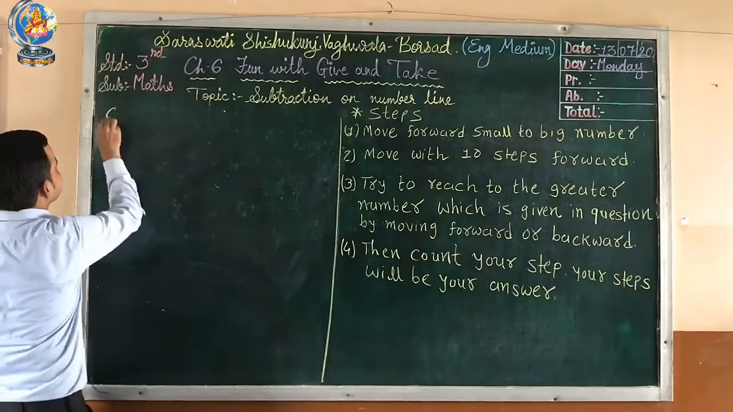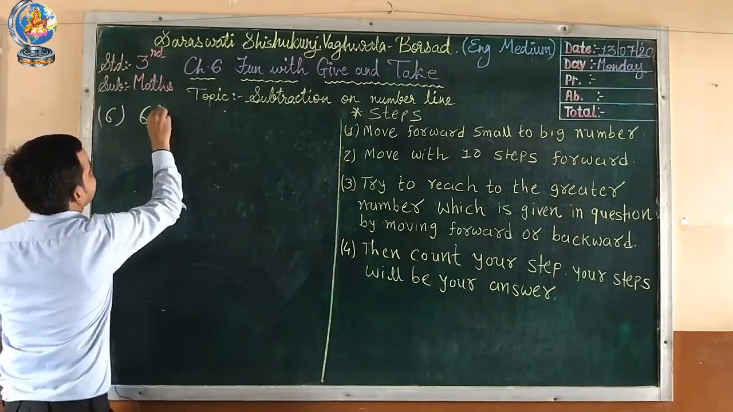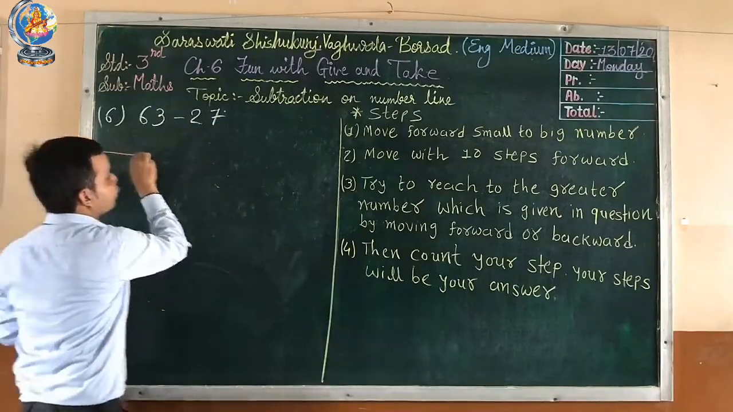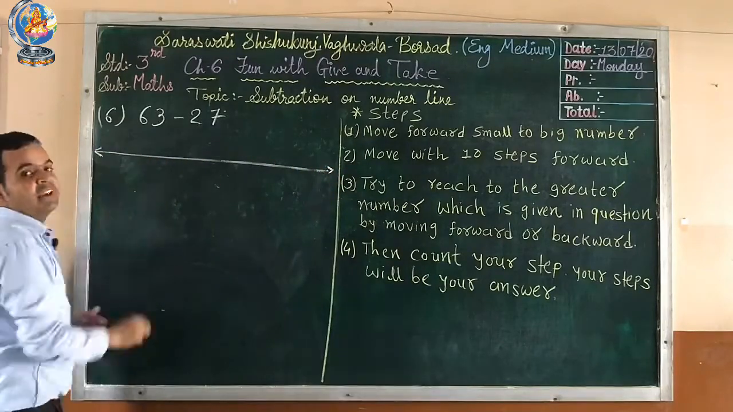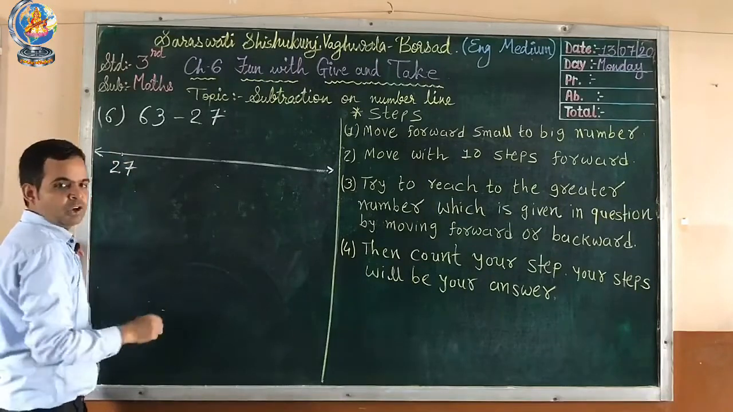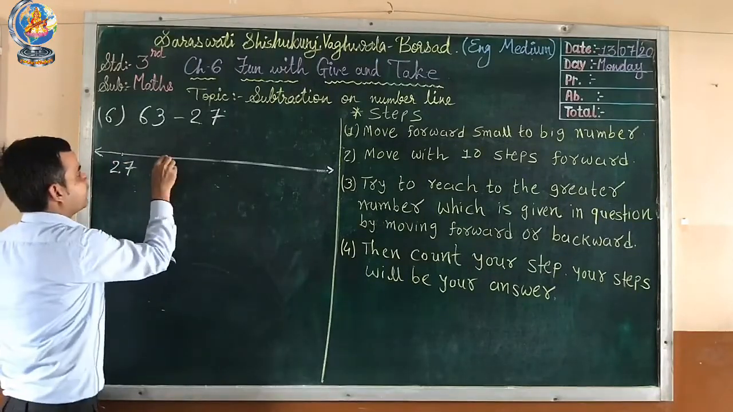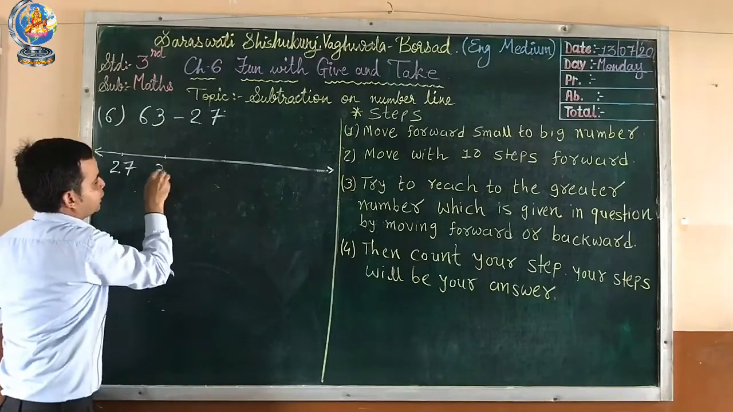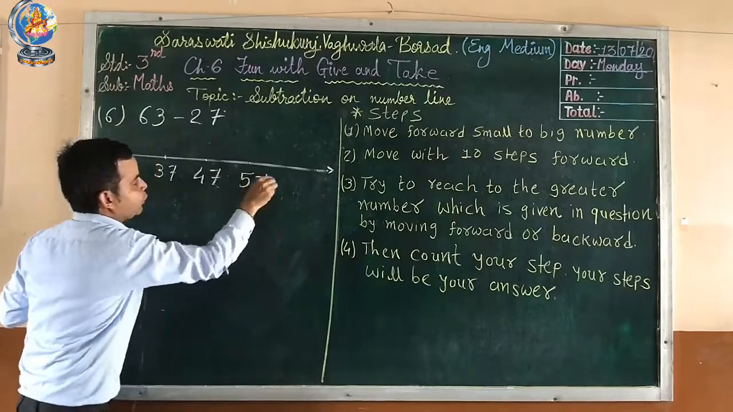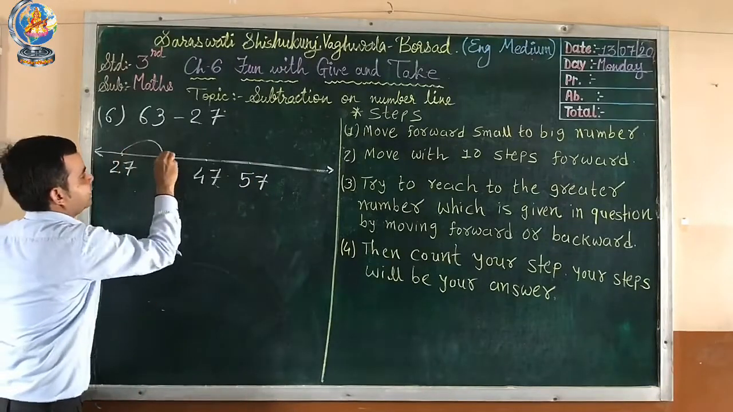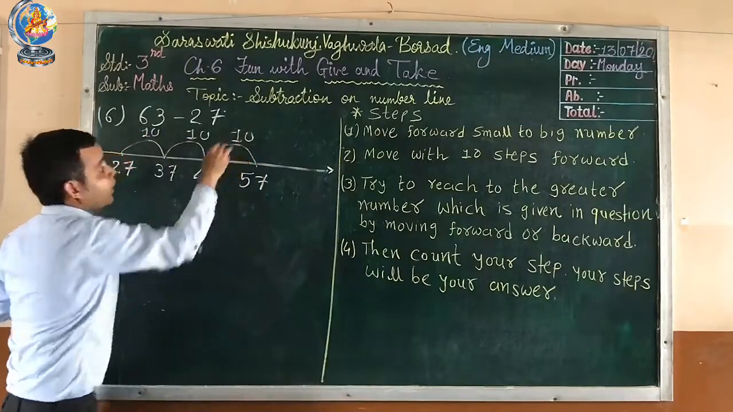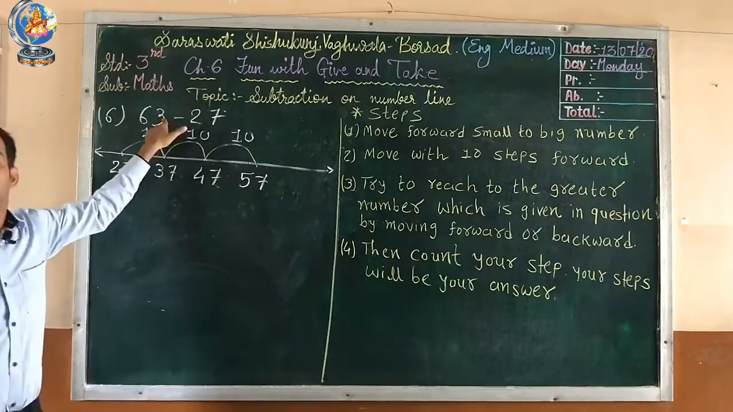The sixth sum is 63 minus 27. First of all we have to draw a number line. On the number line we write the small number first, so here we write 27. Now in the second step we go 10 steps forward. 27 plus 10 is 37, then 47, then 57. If you count, that is 10, 10, 10. We can write 10 plus 10 plus 10, but we have to reach 63.